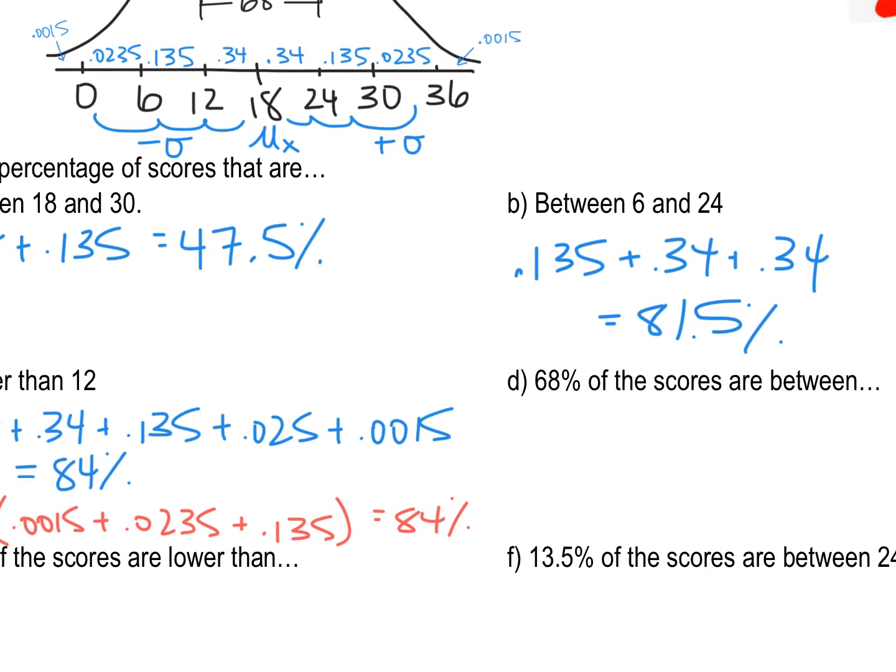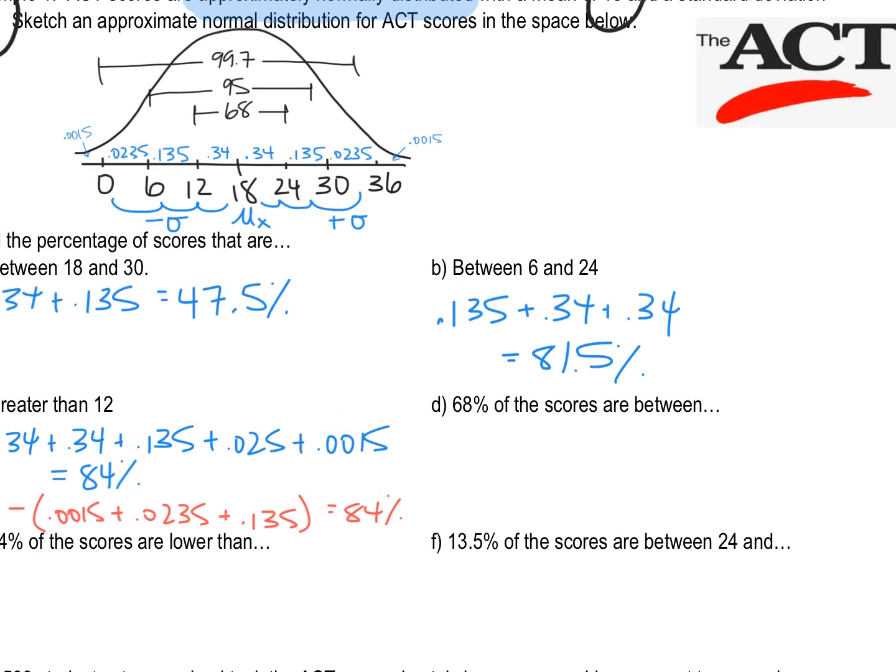The next question says 68% of the scores are between. Well, I know that 68 falls right in the middle. That's between 12 and 24.